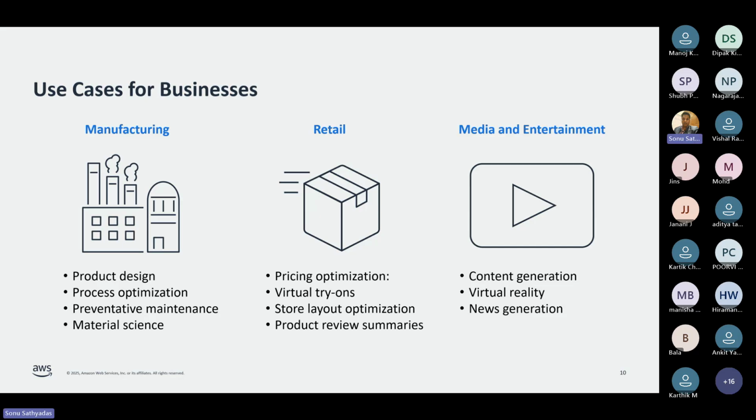So you can try this using a virtual environment. Also, you can provide the product reviews, and the e-commerce websites are now analyzing these product reviews and creating summaries and generating the ratings for these products. For media and entertainment, we are generating the content, mostly the video and image content, virtual reality, and news generation.